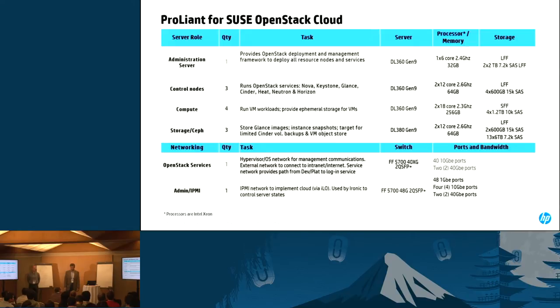In the case of networking, there is a little bit of difference here because, as I mentioned before, there are cases where you can bond the network ports, and this is the case with SUSE. They're able to bond their network ports, and so they use a few more ports, or double the 10 gig ports, as in the last case.